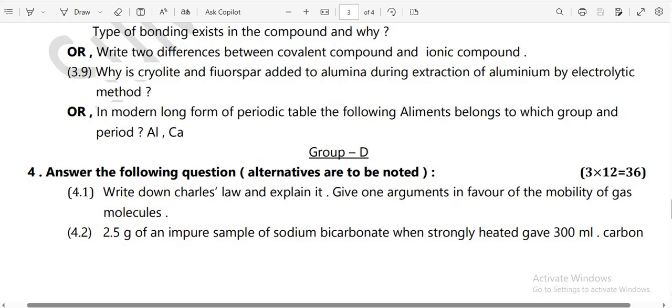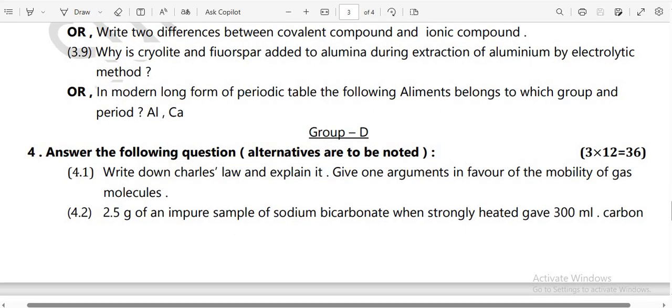Now we will see the Group D questions. 4. Answer the following questions. Alternatives are to be noted. 3 into 12 is equal to 36. Each question carries marks 3.